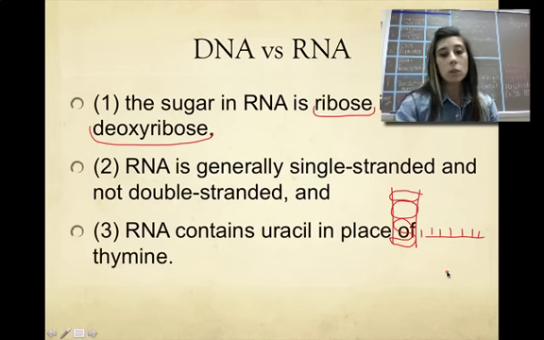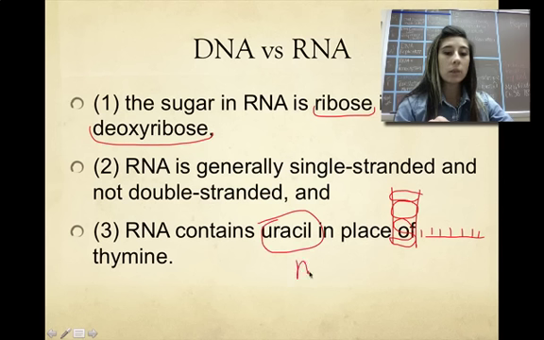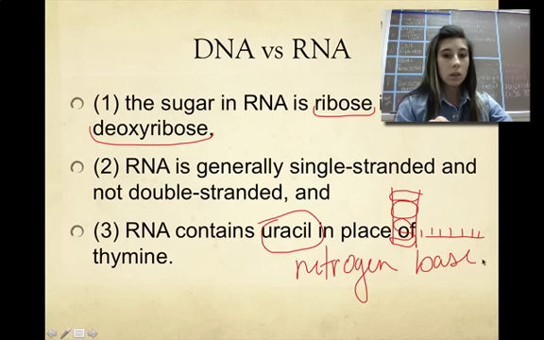And then lastly, we don't see thymine anymore. We see thymine replaced with uracil. It's just a different type of nitrogen base. Okay, it's like a different flavor of our nitrogen bases, and uracil is only seen in RNA.